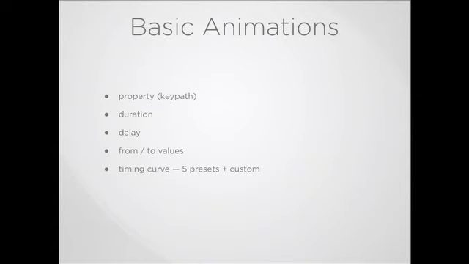Now you have 5 presets. So you have linear, ease in, ease out, ease in ease out, like you do with UIKit. And you have something called default, which is different from the other 4. And then you can actually make your own where the timing curve follows any cubic Bezier path. And don't get scared about that. We'll talk about just what a cubic Bezier path is and what that means for you.